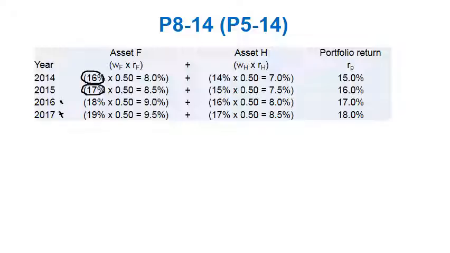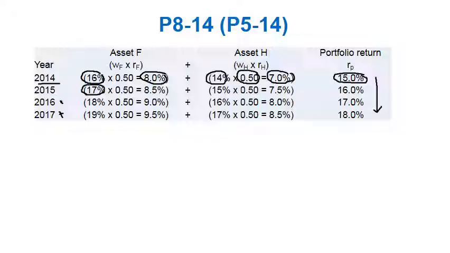And the same holds for asset H. So we multiply 14%, which is the return on asset H in 2014, by 0.5, which represents the weighting of this asset in our portfolio. Summing these values, that 8% for asset F and 7% for asset H in 2014, we get a portfolio return of 15%. We do the same for all the other years, and as you can see, moving downwards, we have the portfolio return for each of the years.